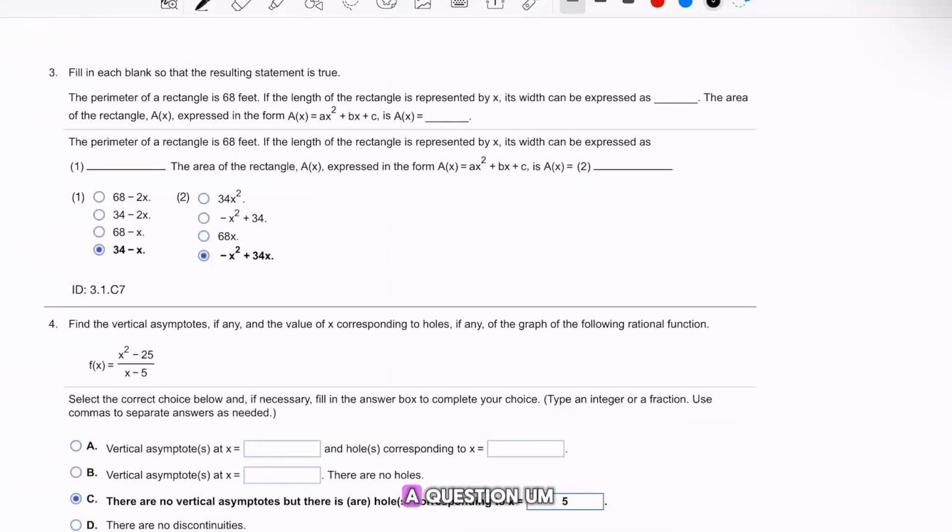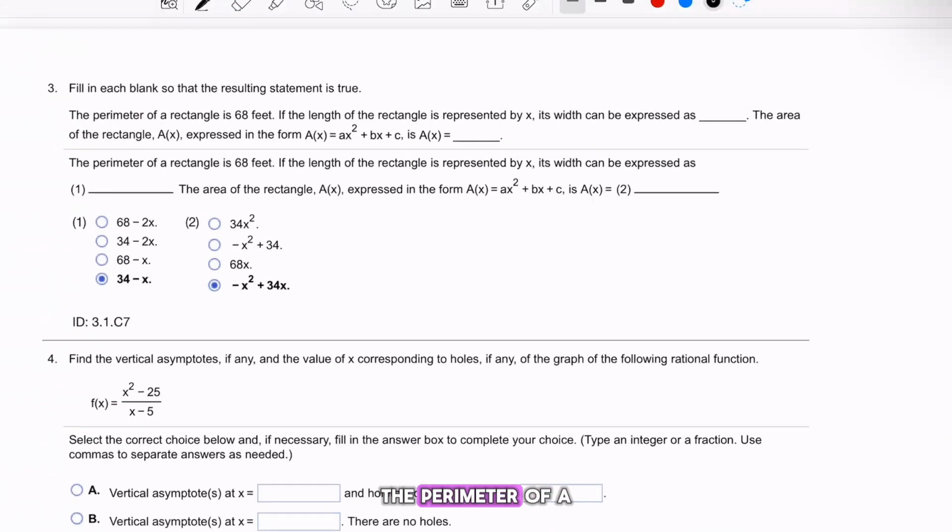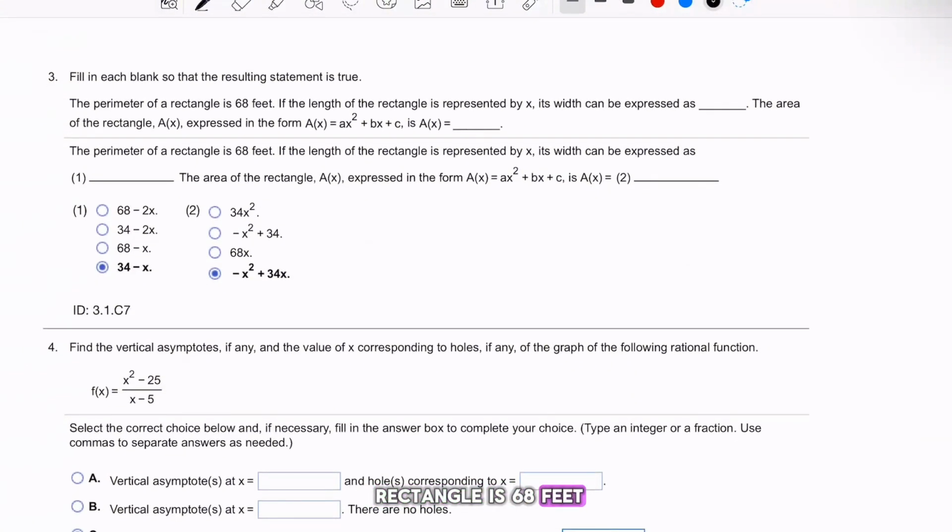Then you have a question. The perimeter of a rectangle is 68 feet, and you know that the perimeter is 2L plus 2W. If the length of the rectangle is represented by X, its width can be expressed as 34 minus X. And then the area is going to be the length times the width.